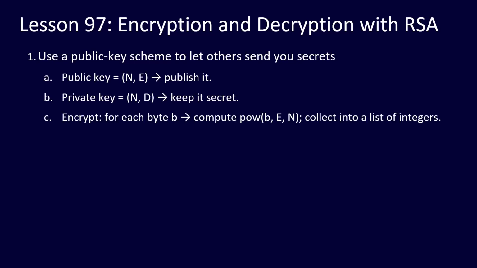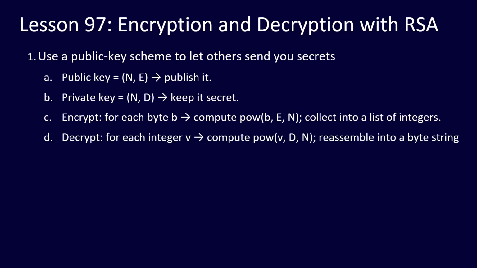Now we can use the computation to make new messages. Basically, encryption is done by calculating, for every byte in the message, b to the power of E, modulo n. For decryption, for every integer in the encrypted message, compute v raised to the power of D, modulo n. And this is what we get after decryption. Let's try it with our code.